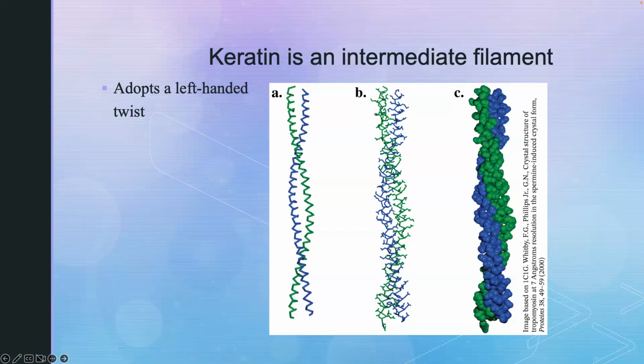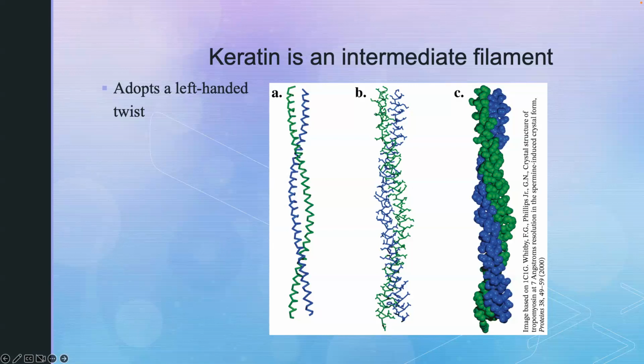So these are not dynamic. They do not have subunits that can be added or removed. Again, the structure is built and it has remained the same. So it doesn't change. They do twist like or look like twisted ropes.